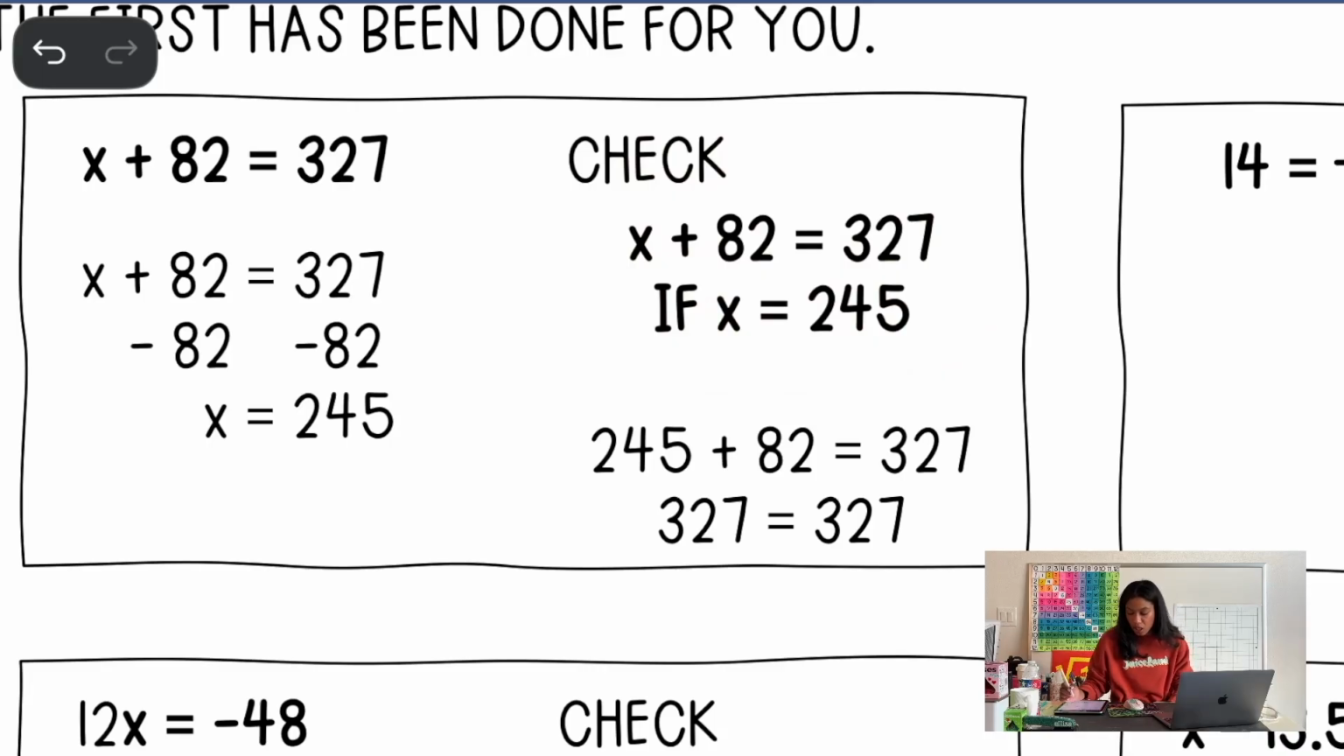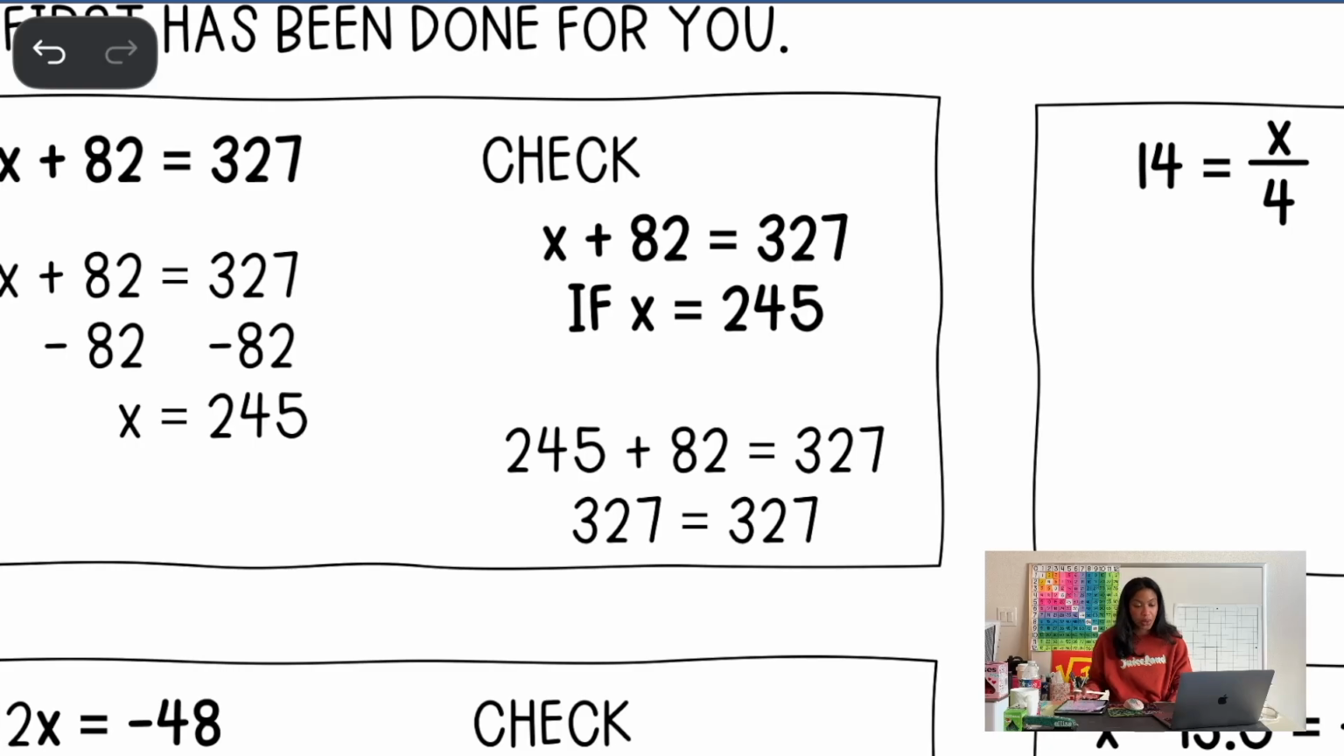I don't lose track. And then I went ahead and substituted. So notice that instead of x, now I put 245. And I do have to actually write out this statement that says 327 equals 327. So it feels a little bit tedious. It is a little bit time consuming, but it is worth it to check your answers. It is definitely worth it to take a little bit of extra time on the front end.